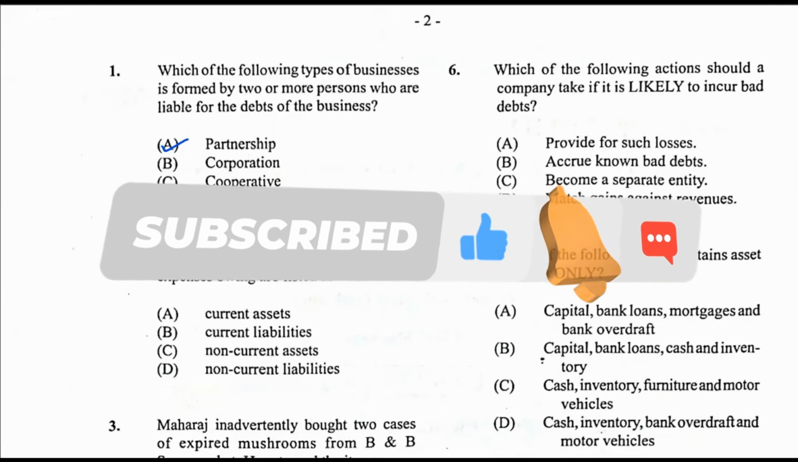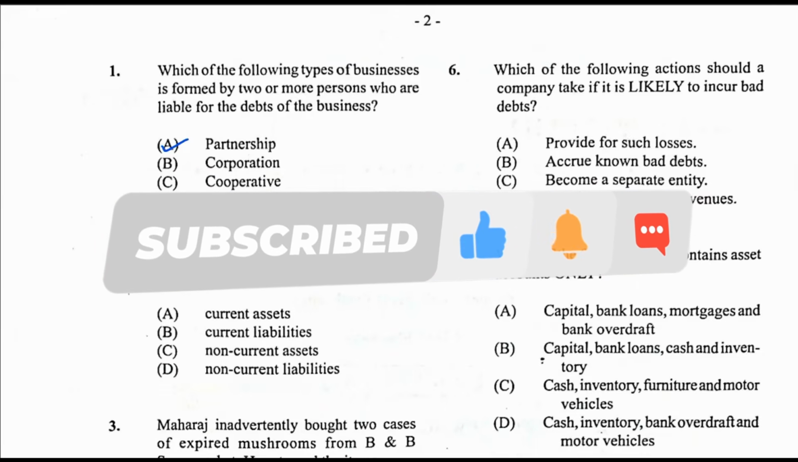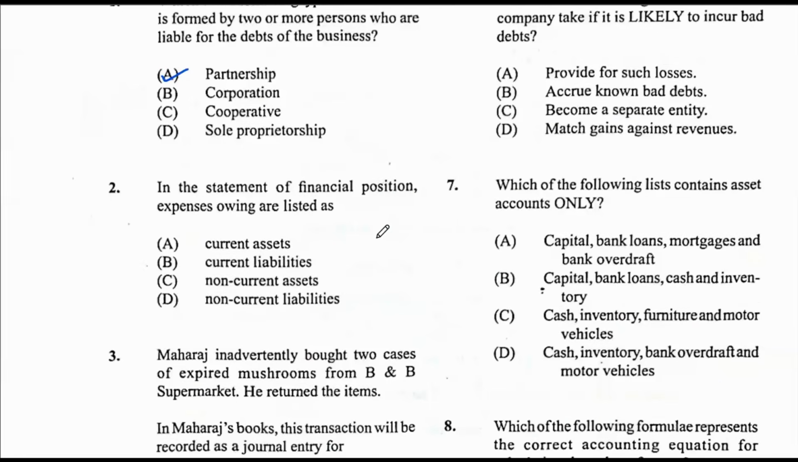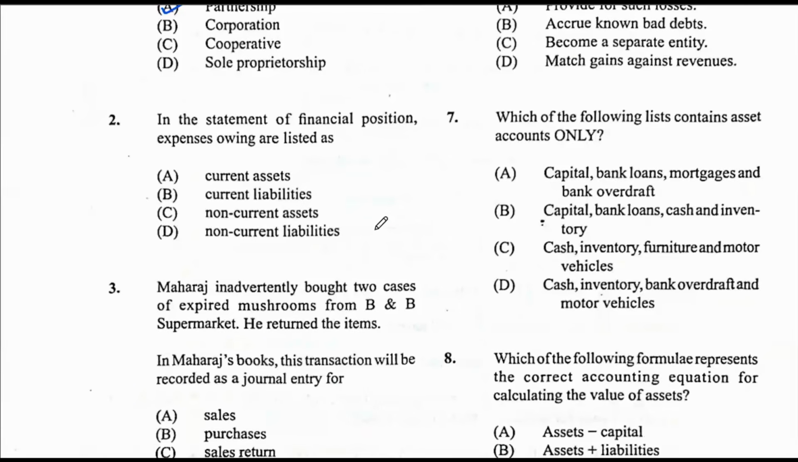Question 2. In the statement of financial position, expenses owing are listed as, well, we all know this one as well. Answer should be B, current liabilities. Statement of financial position, also referred to as your balance sheet, amounts owing, current liabilities.